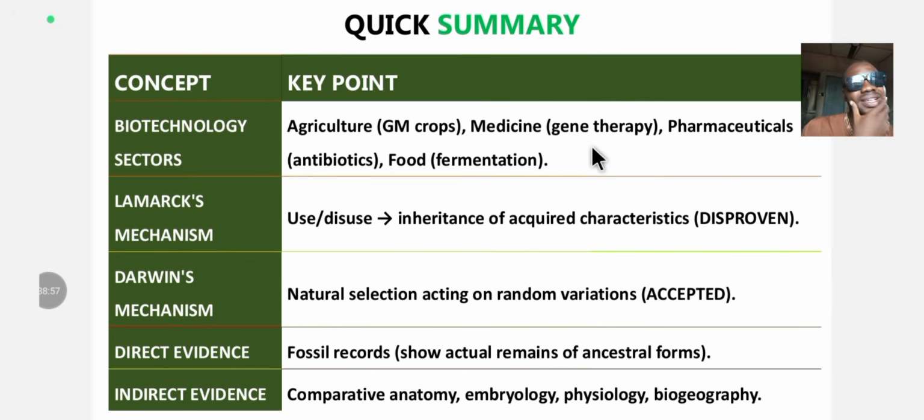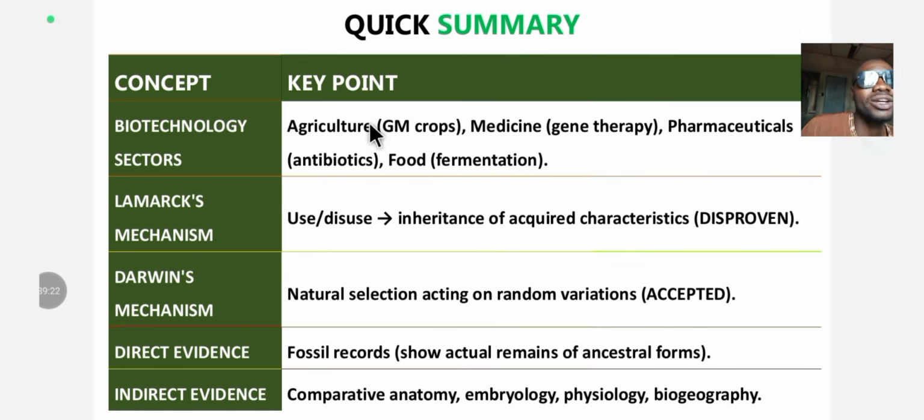Let's quickly run through the key points. These are what we have treated, from biotechnology to Darwin's theory, everything. We'll just do some key points, a summary of all we have treated. We have to be very fast. On the left side of the table, the left column, we have the concepts, while on the right side of the table, we have the key points. Let's look at them. For the first concept, biotechnology.